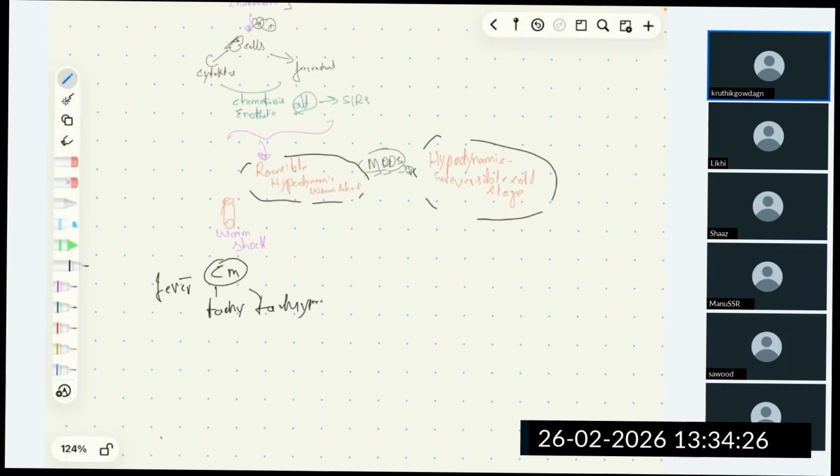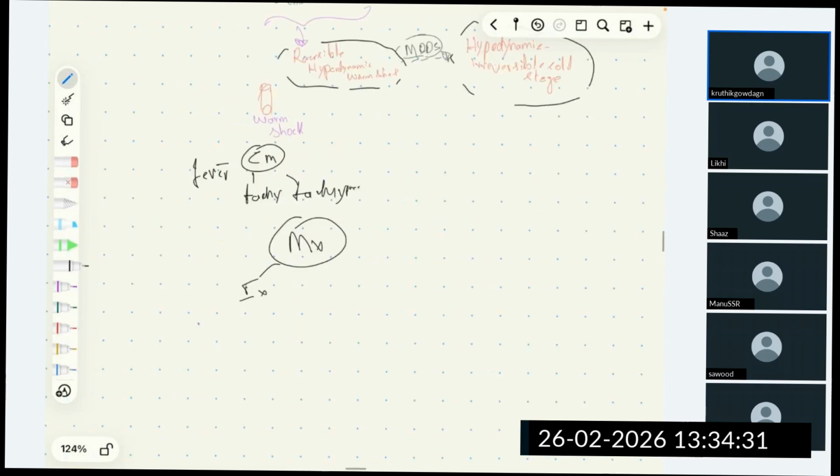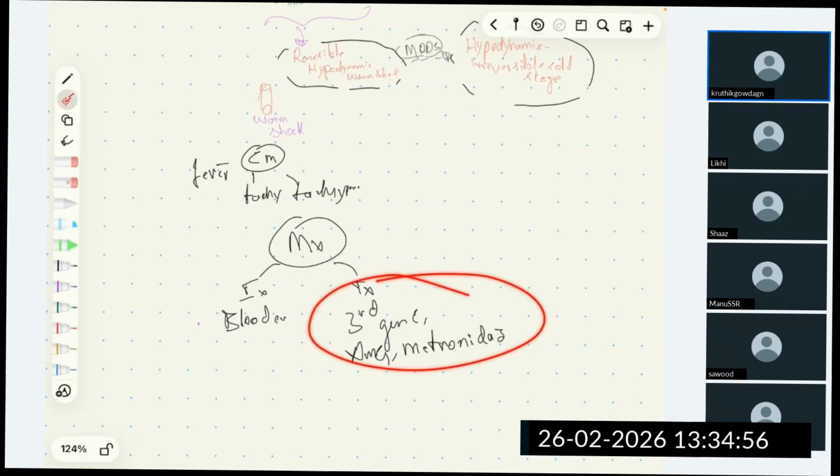And also we should do management investigations. We should do blood culture sensitivity, and we should treat the patient with adequate higher antibiotics. Higher antibiotics like third generation cephalosporins, aminoglycosides, metronidazole are started. We are covering all the organisms, gram positive, gram negative, and anaerobic organisms here. And also the underlying cause should be adequately treated.